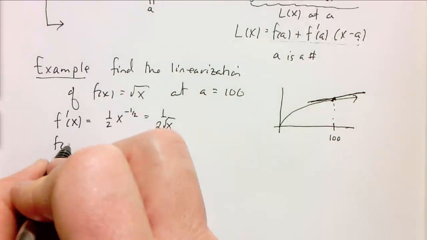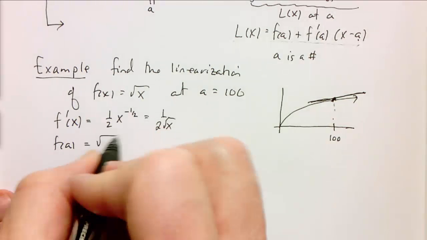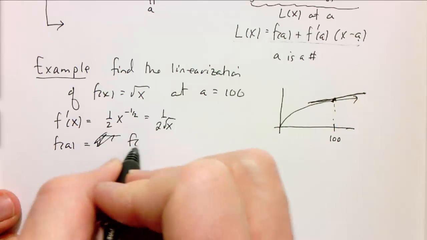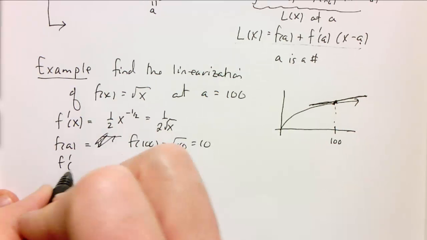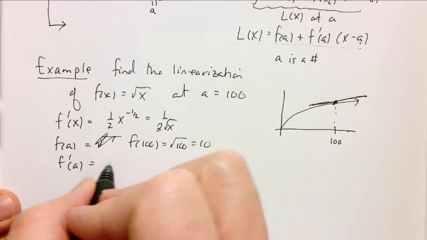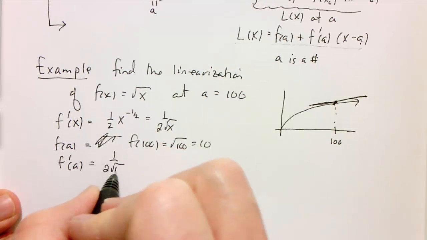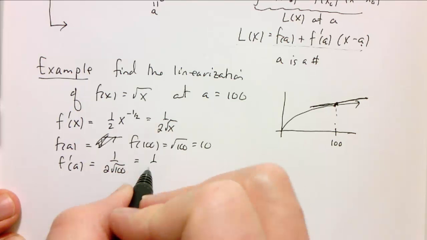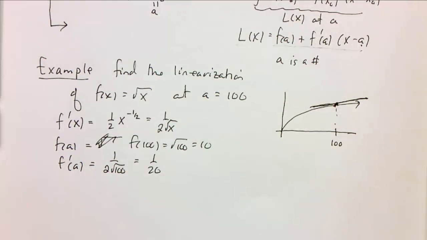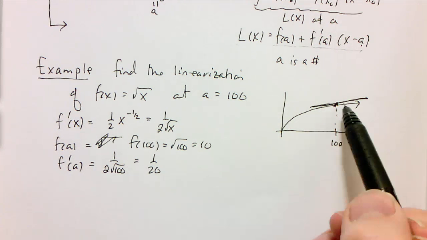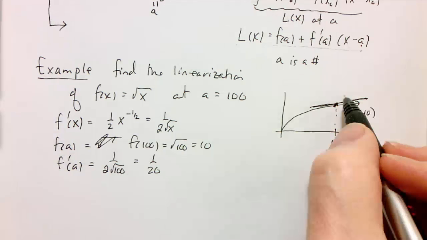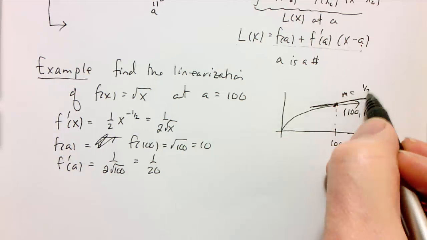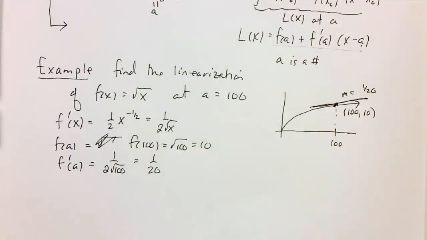So f of a is f of 100, or square root 100, which is 10. And the slope, f prime of a, is 1 over 2 square root 100. It's 1/20th. So my tangent line, no matter what else I do here, has to go through the point (100, 10), and it has slope 1/20th.